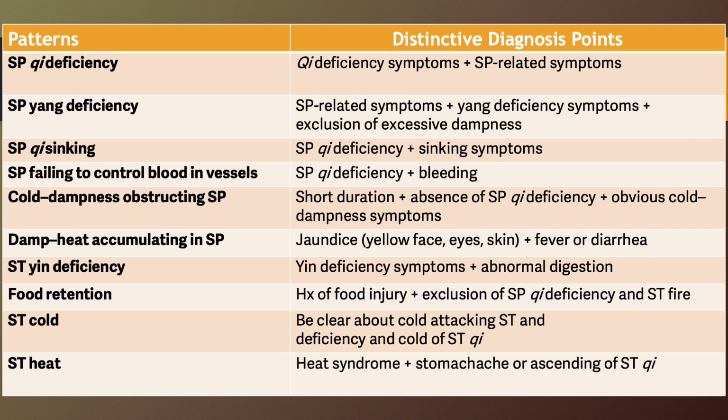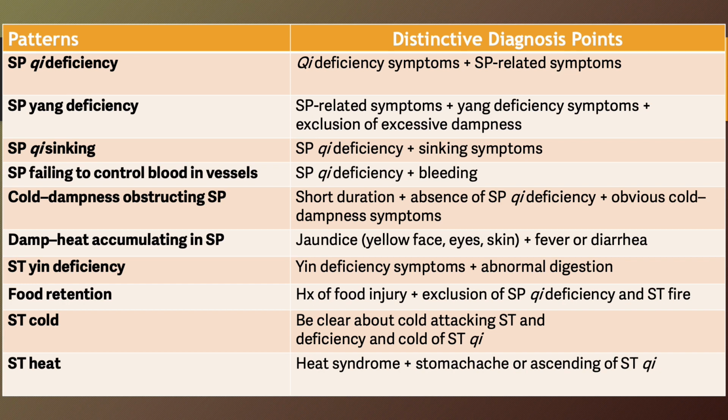Spleen-yang deficiency: you have spleen-related symptoms plus yang deficiency symptoms plus exclusion of excessive dampness. Spleen-qi sinking: you have spleen-qi deficiency plus sinking symptoms. Spleen failing to control blood in blood vessels: spleen-qi deficiency plus bleeding. Cold dampness obstructing the spleen: short duration plus absence of spleen-qi deficiency plus obvious cold dampness symptoms.